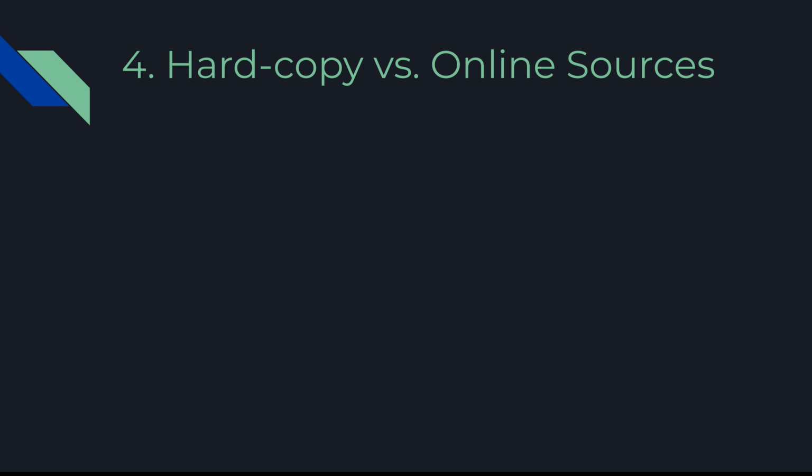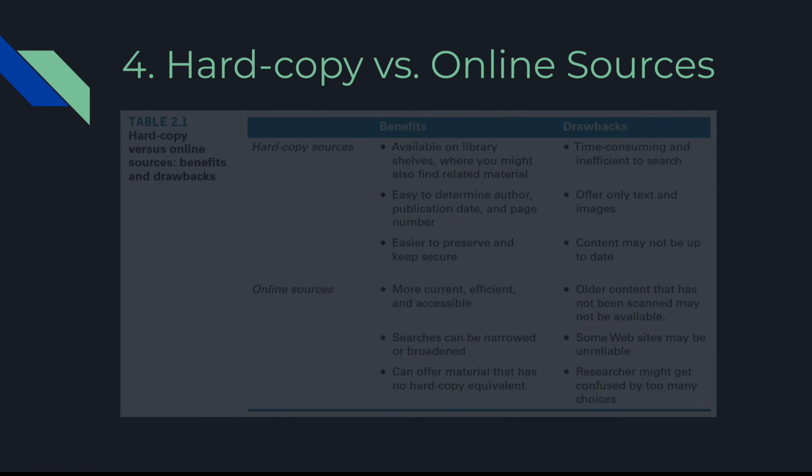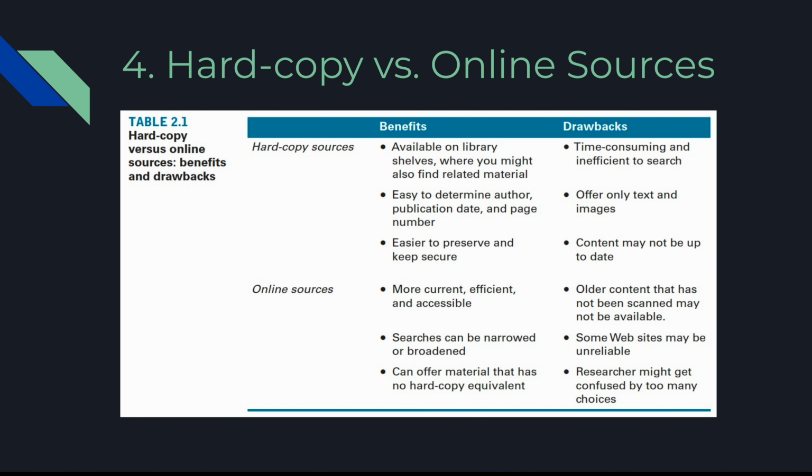When conducting your research, you are faced with the choice between hard copy versus online sources, and each has its benefits and drawbacks. When it comes to hard copy sources, for example, the benefits are that those sources are available on library shelves where you might easily find related material. Those sources are easy when it comes to determining the author, publication date, and page number, and it's also easier to preserve and keep those sources secure.